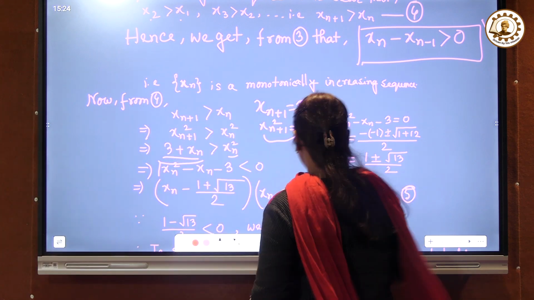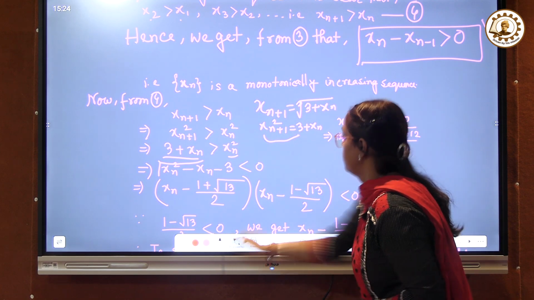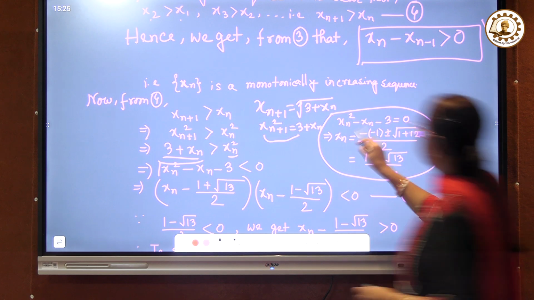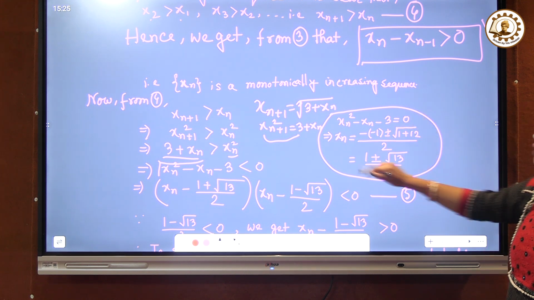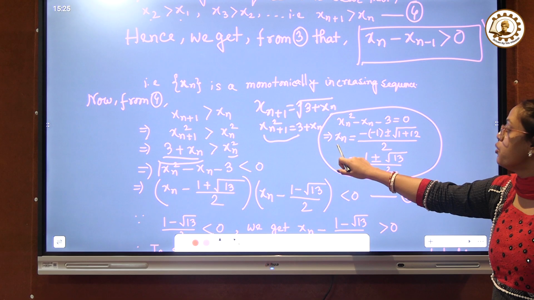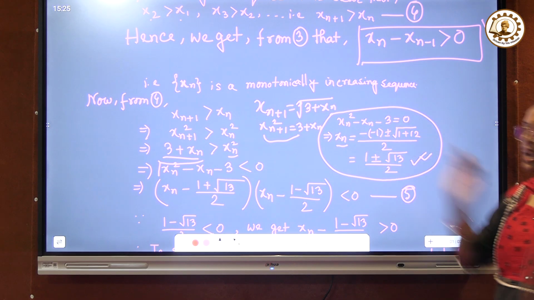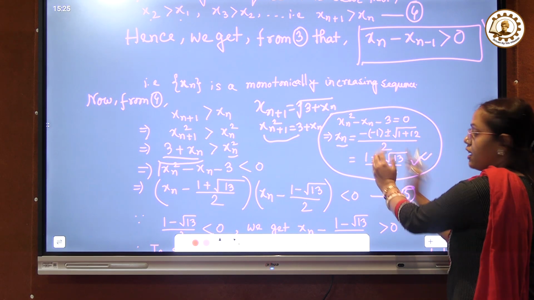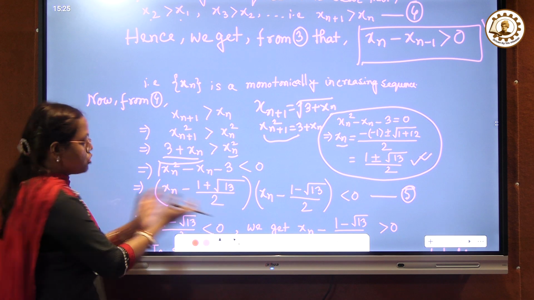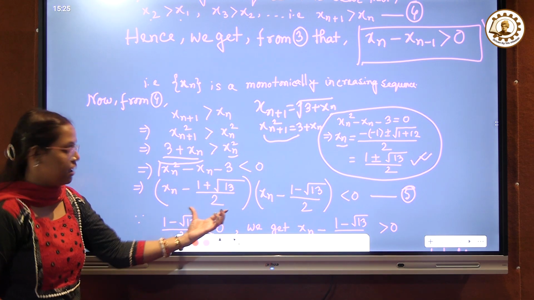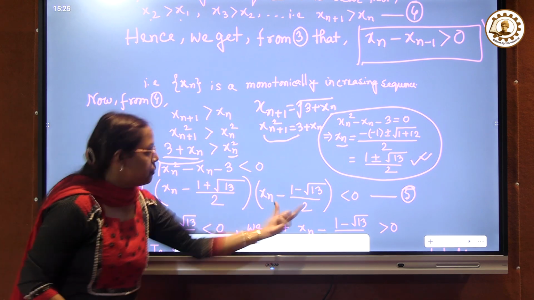See here, we write it as equal to 0 for ease of the calculation. Using Sridharacharya's rule, we can find x_n as this. That means this quadratic expression can be written as the product of these two factors, (1 plus root over 13) by 2 and (1 minus root over 13) by 2. So here in equation 5 we have done that part. Okay. Now the second part.